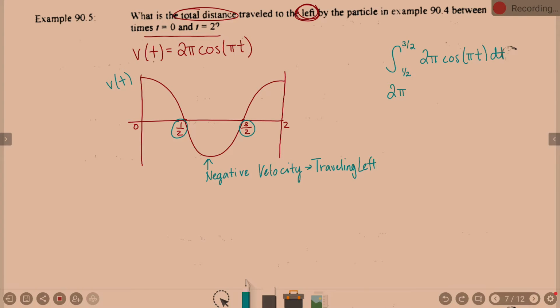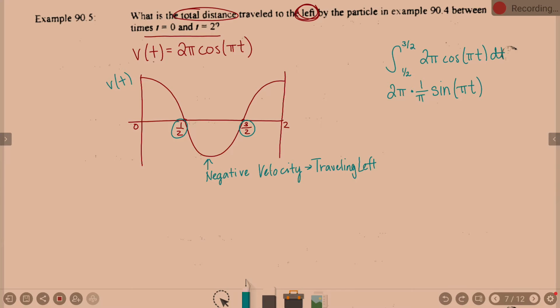What is the integral of cosine of something? The sine of that something. Not times dt, because we're going to evaluate. But we have to compensate for, if we were doing the derivative, we'd have to do the derivative of pi t, which would be pi, right? How do you compensate for a pi when we're doing an integral? Divide by pi. I'm going to say multiply by 1 over pi, but yes.